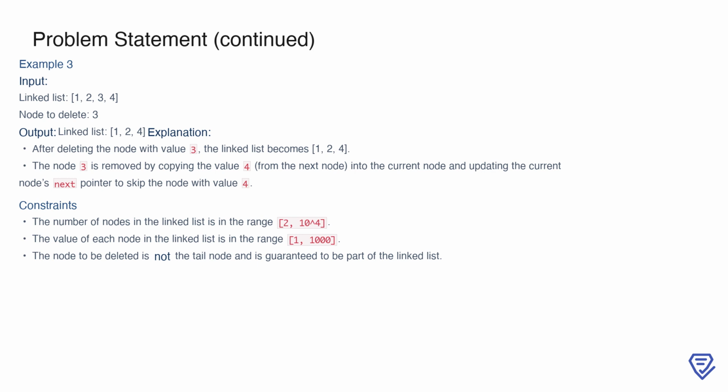Now, let's consider the problem constraints. The linked list can have between 2 and 10,000 nodes, and each node's value is between 1 and 1,000. Additionally, the node to be deleted is guaranteed to be valid and is never the tail node. This ensures that our solution will always have a next node to work with, making the problem more manageable.